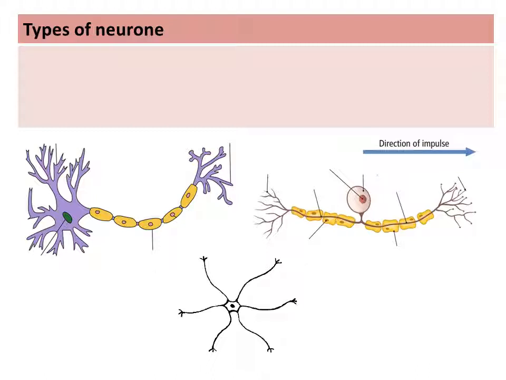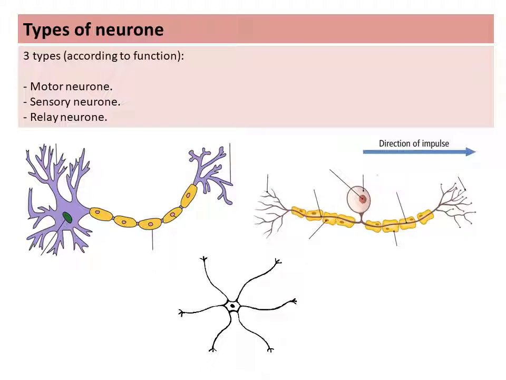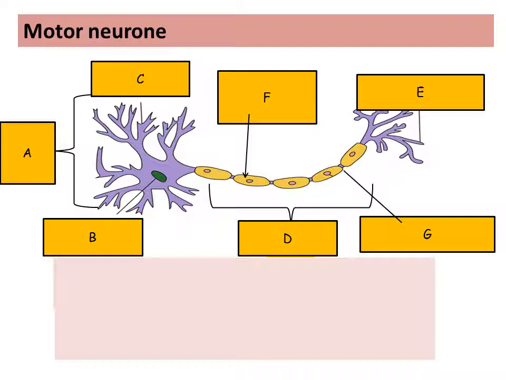There are three types of neuron, and we can see them in these pictures here. Firstly, we've got a motor neuron, a sensory neuron and a relay neuron. We can see two quite detailed pictures of the motor and sensory neuron, and then this rather more sparse picture that we've got there at the bottom, which is our relay. So we'll have a look at these neurons in more detail.